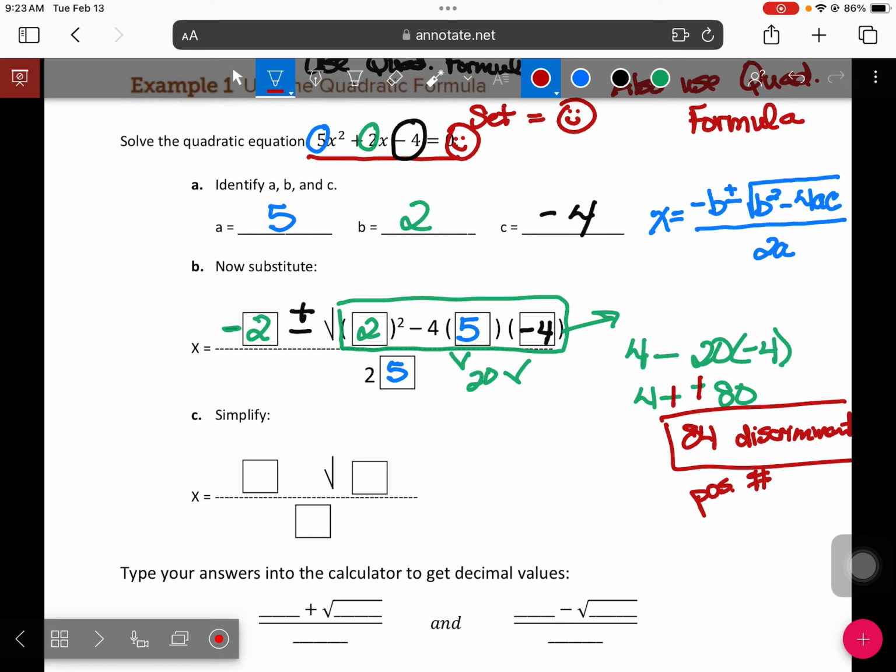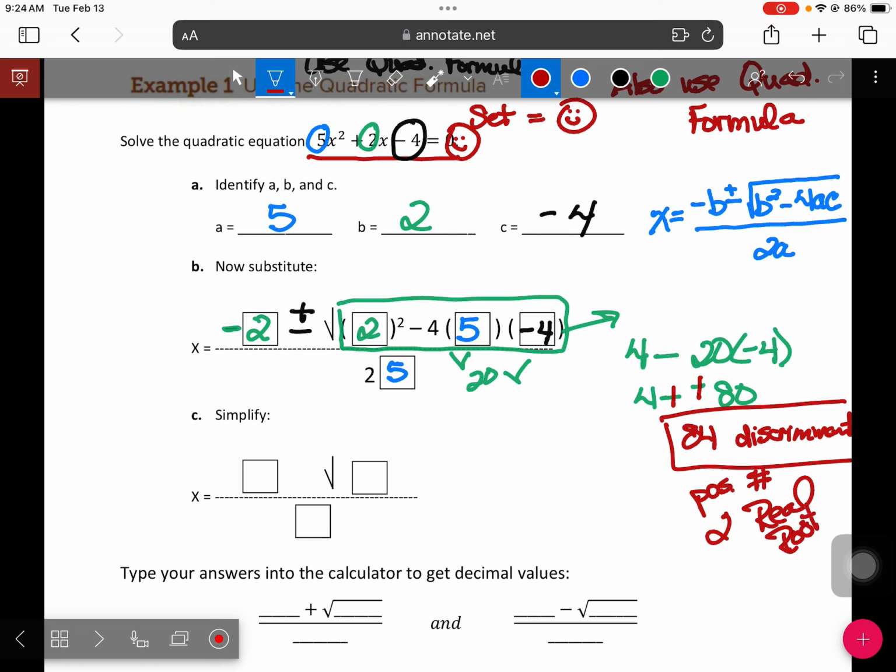So if I have the discriminant of 84, how many real roots will I have here? How many? 2. If it's positive, you're going to have 2. If it's equal to 0, you're going to have 1. And if it's negative, you have none or 0. All right, so I'm going to have 2 real roots.